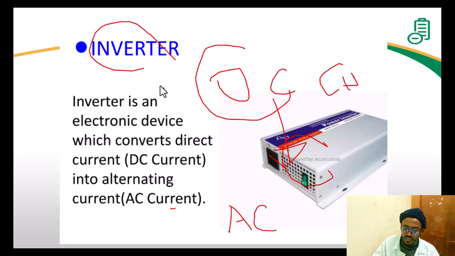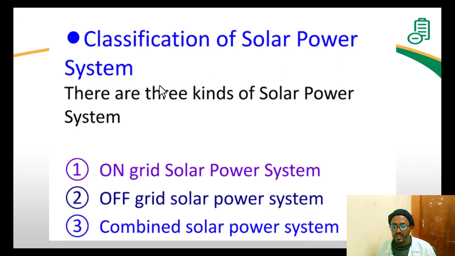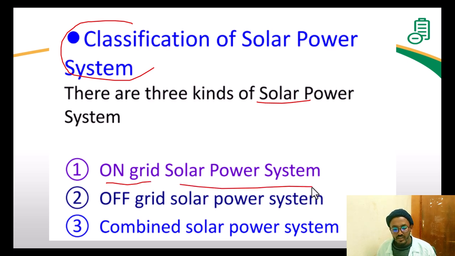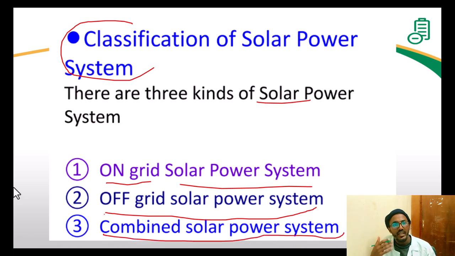So this inverter. The last thing that we are going to say is this one: classification of solar panel systems. There are three kinds of solar panel systems. The first one is on-grid solar power system. The second one is off-grid solar power system, and the third one is combined solar power system. So we have on-grid, off-grid, and combined. So we will try to see their difference, what they really mean by that, and what they look like.